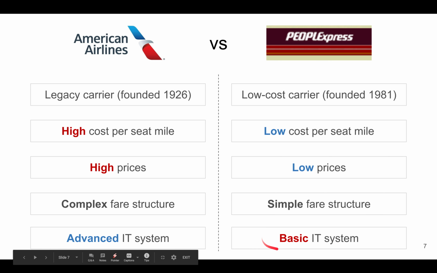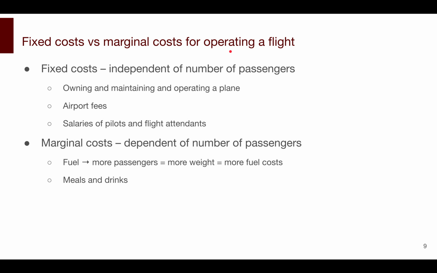Let's take a short detour to discuss the fixed costs versus the marginal costs for operating a flight. The fixed costs are called fixed costs because they are independent of how many passengers are actually on the flight. This includes the cost of owning the plane, maintaining it, and of operating it. It includes things like airport fees and government taxes, includes salaries of pilots and flight attendants. So whether the flight is completely empty or completely full, you have to pay these costs regardless.